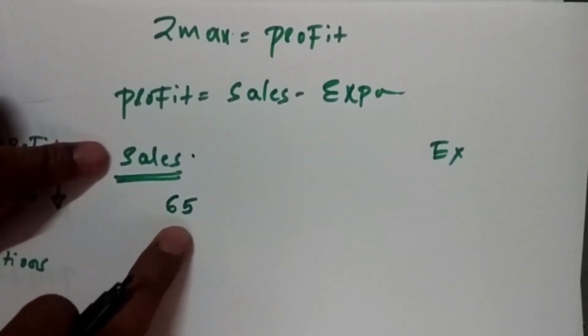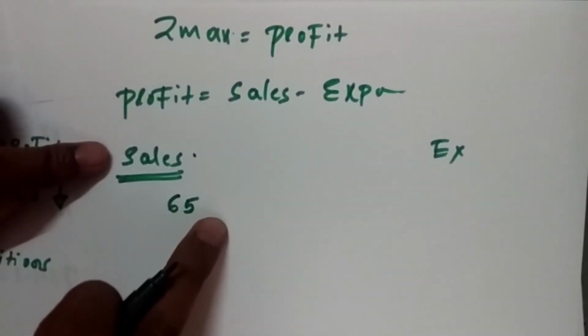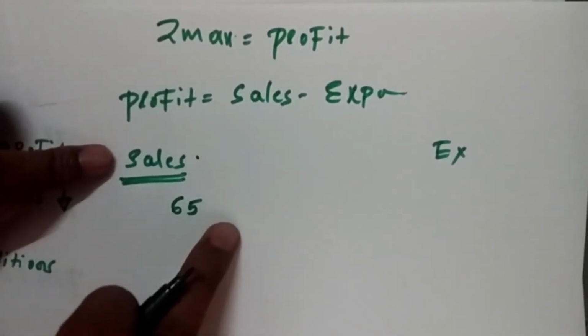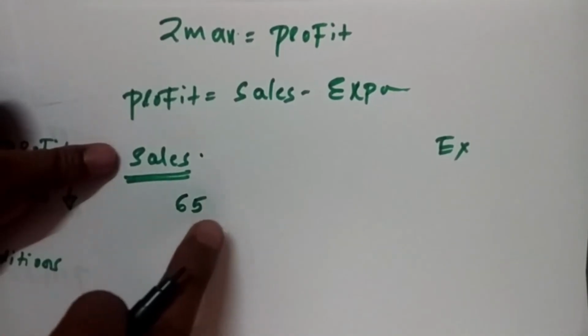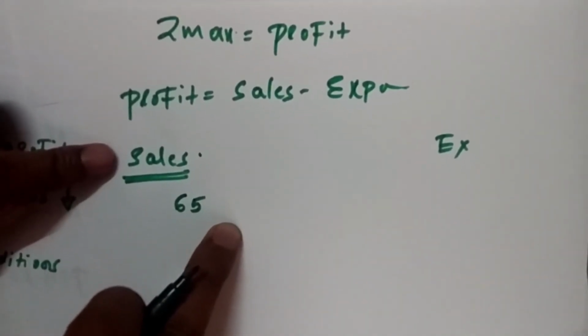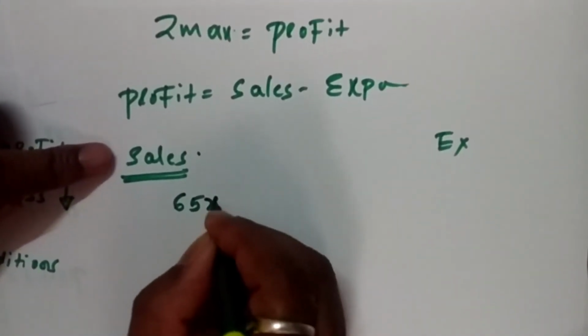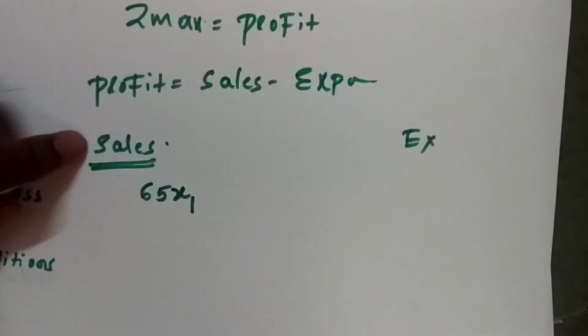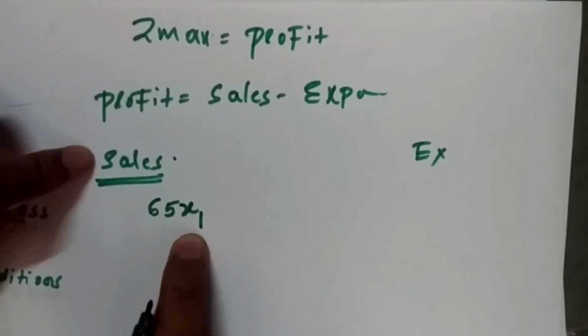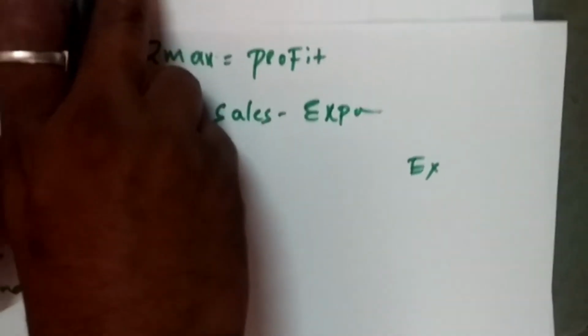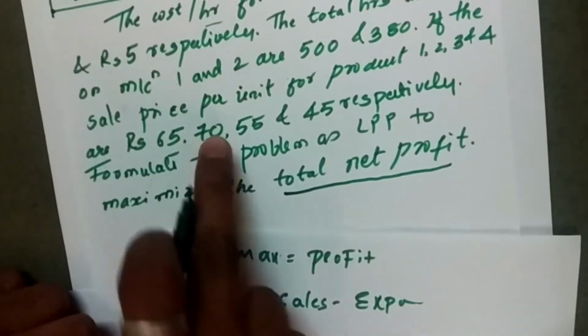If I sell 2, it is 65 into 2. If I sell 3, 65 into 3. If I sell 4, 65 into 4. If I sell 10, 65 into 10. If I sell X1 number, what will it become now? 65 X1. Correct? So this is for product 1. Similarly for product 2, how much is the sales price here? 70 rupees is given.